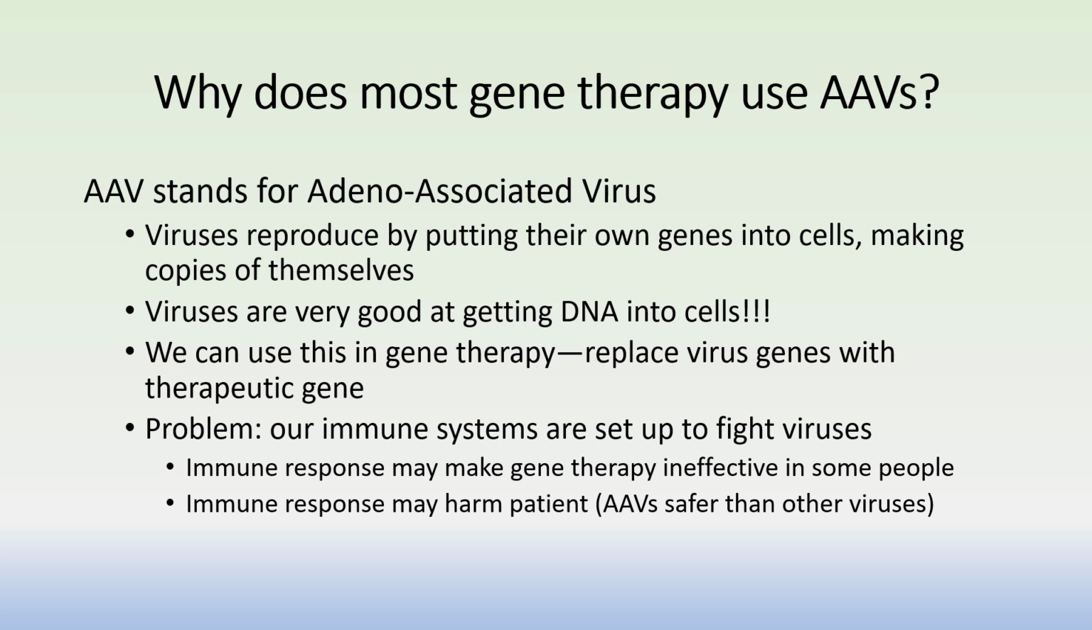So why do we use AAVs? Well, because that's how viruses reproduce. They've gotten very good at putting DNA into cells. So we're taking advantage of that to deliver a new gene. The problem is that our immune system only sees that it's a virus, not that it's actually a good guy that's there to help. So we still have a little bit of a problem with the immune system reacting to the virus.